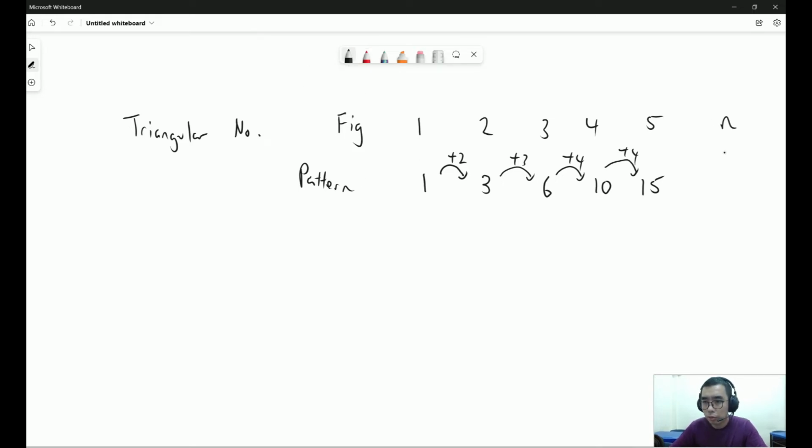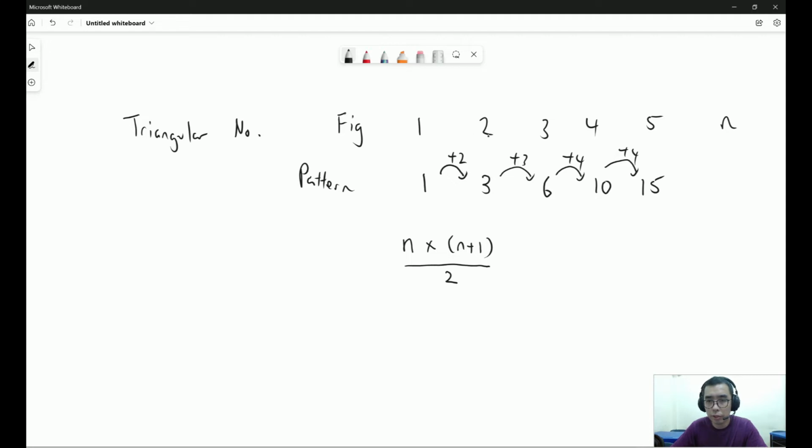Let's say that we are looking for figure n. What you need to do is take your figure n, multiply by n plus 1, then divide by 2. If you try this out, for n equal to 1, n plus 1 means we'll get 2, right? So 1 times 2 gives me 2, and 2 divided by 2 gives me 1.